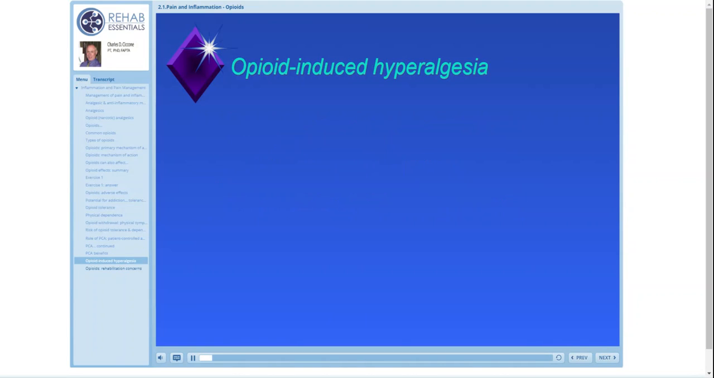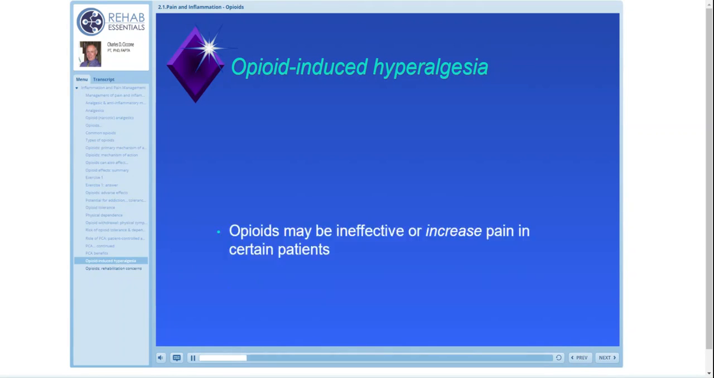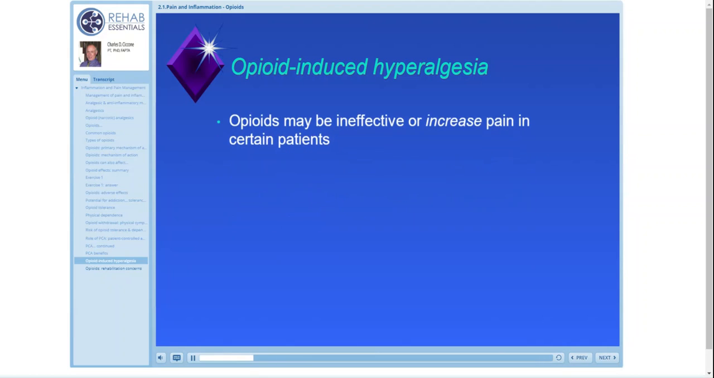Now, the opposite can occur, not with PCA, but this is a problem, again, that's been documented fairly recently. Some patients, when they receive an opioid, will actually have more pain. And this is something we suspected for quite some time, but as I said, it's actually been documented fairly well now. We're not talking about necessarily the pain is ineffective.